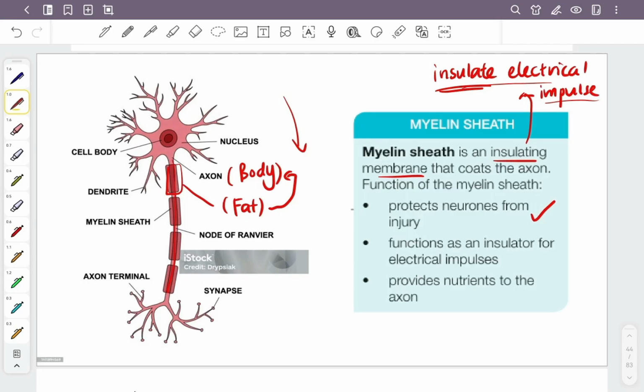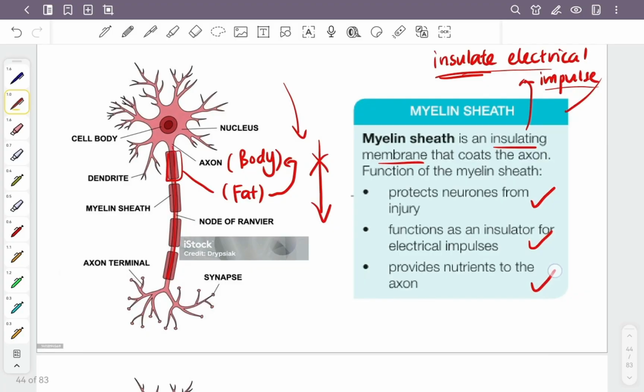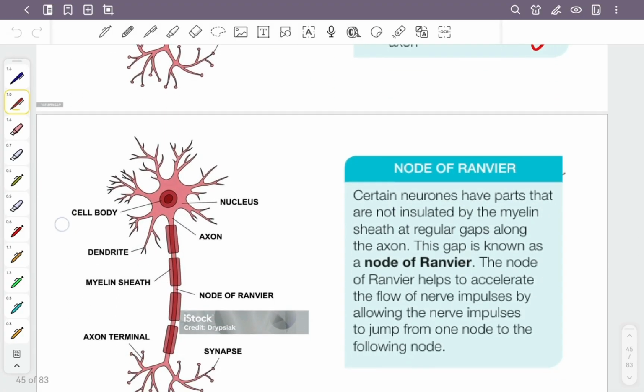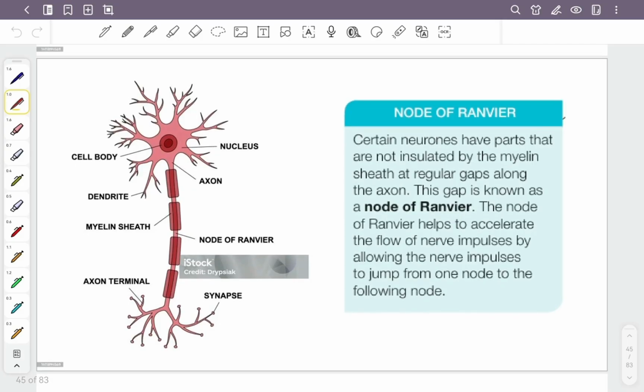But here it is an insulating membrane that covers the axon. Then it functions as an insulator for electrical impulses, which I mentioned to you just now. It insulates the electrical impulses. But why? We are going to see how. Supposedly it should not insulate the electrical impulse, because the nerve impulse wants to go down. If you insulate, you block it. Then how? So we are going to see the reason behind it. Then it provides nutrients to the axon. So here you go, the term node of Ranvier. Okay, so what is actually the node of Ranvier?